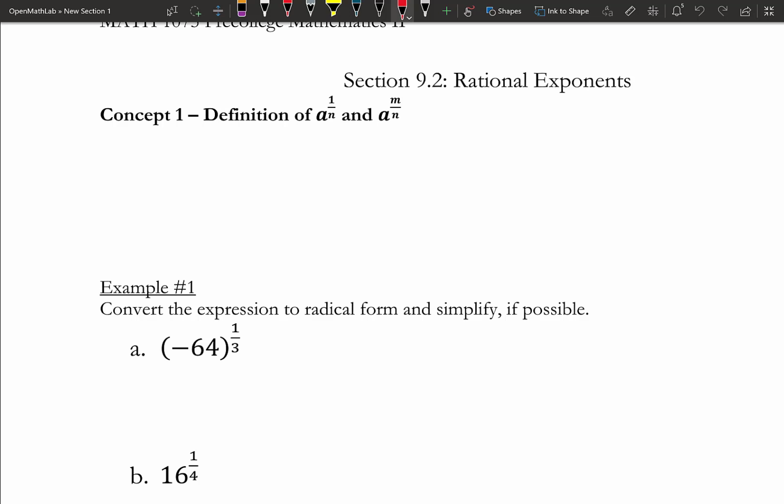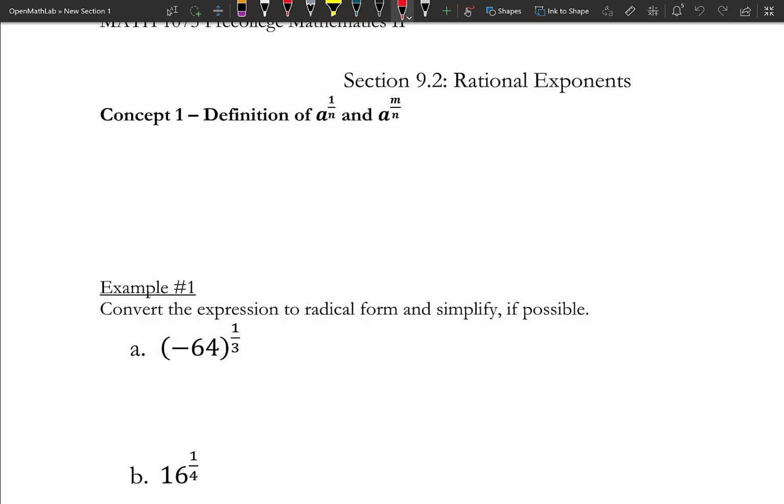Hi guys, so we're ready to talk about section 9.2, which is titled rational exponents, right? So a rational number is a number that can be written as a fraction, right? So let's think about what a fractional exponent does. And we're going to see that it's going to be very related to what we talked about last section in terms of different types of roots, right?